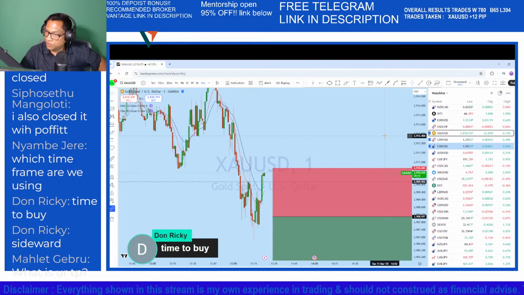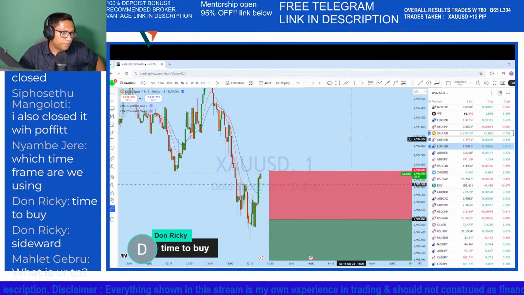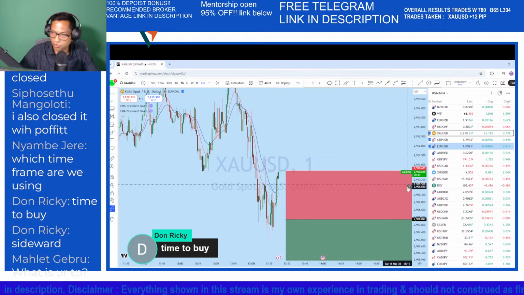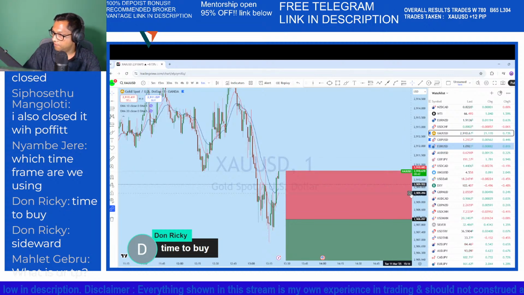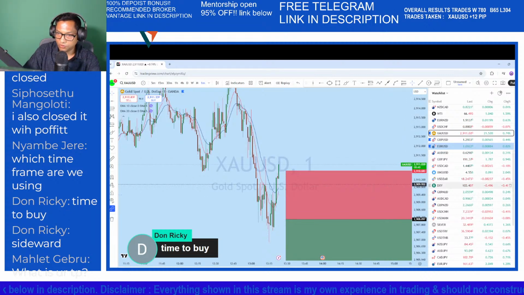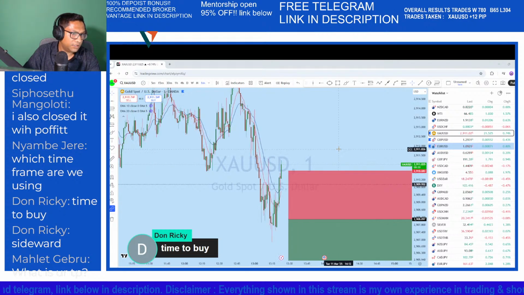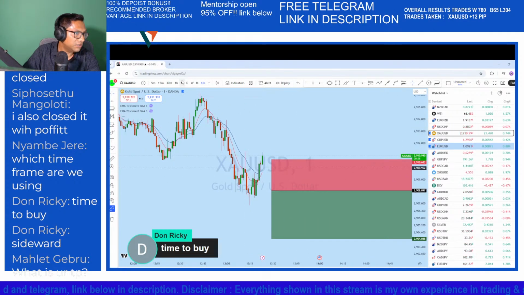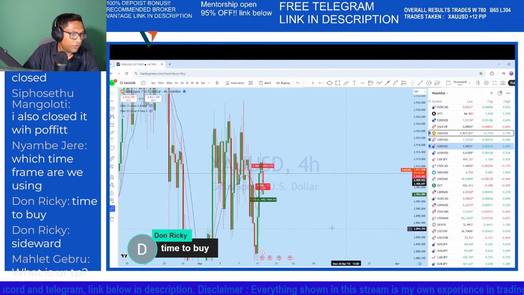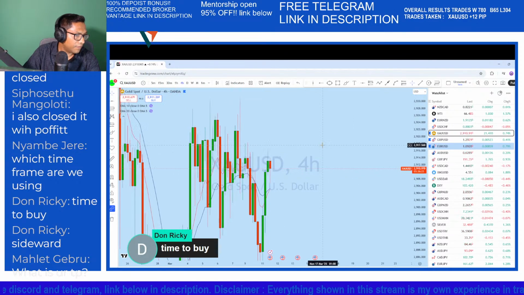We are in a very crucial level. You might need to let that one go. Yeah, that one is gone, so we have to let that go. We will be waiting. I think we might see, as you can see, the price is approaching this 4 hour. If we look at it, it's approaching that resistance.